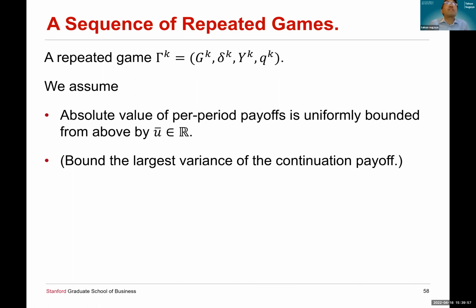So we take a sequence of repeated games. Stage game G involves a number of players, a discount factor, and a monitoring structure. And we assume that the absolute value of per-period payoffs is uniformly bounded from above by U bar. So this guarantees that the variance of the payoff that we derived in an upper bound is bounded by U bar squared. That is helpful.